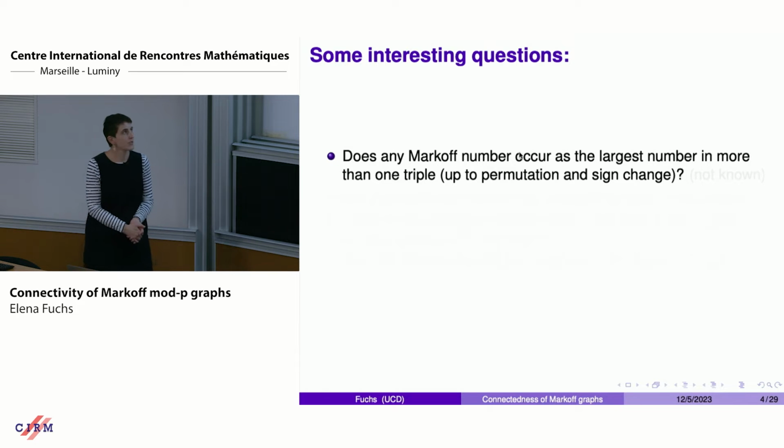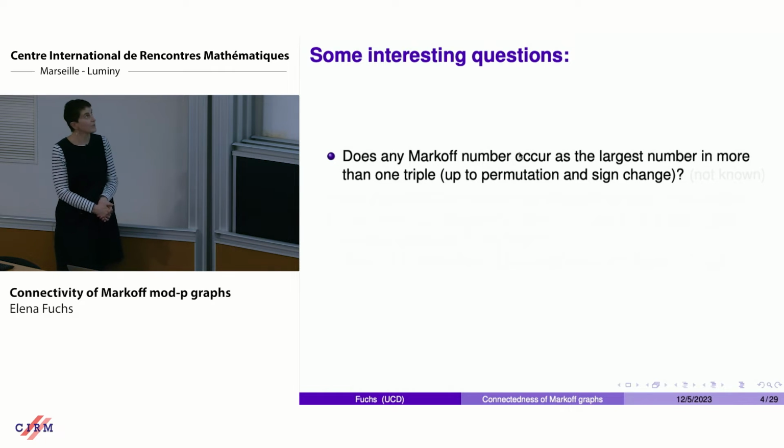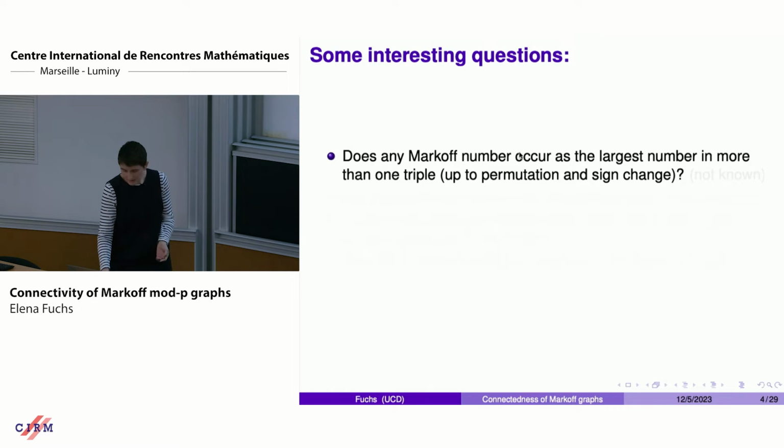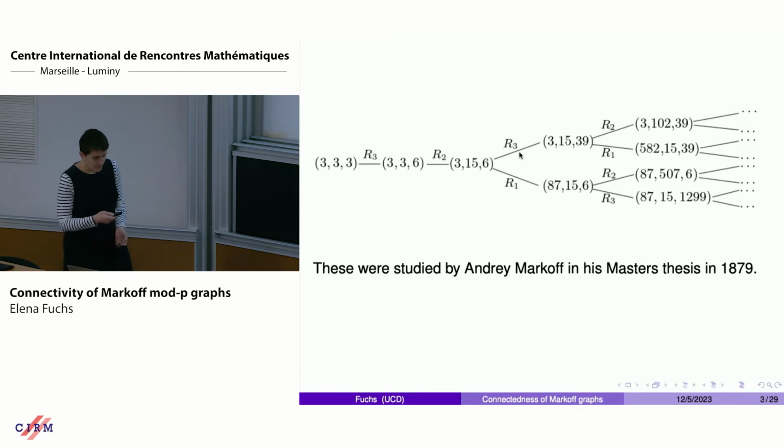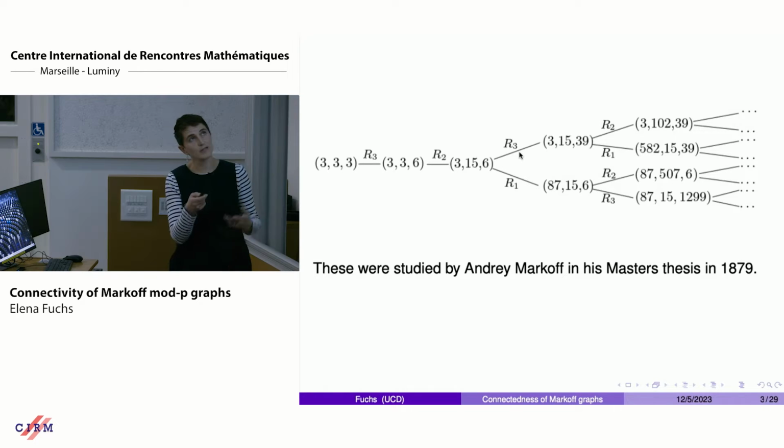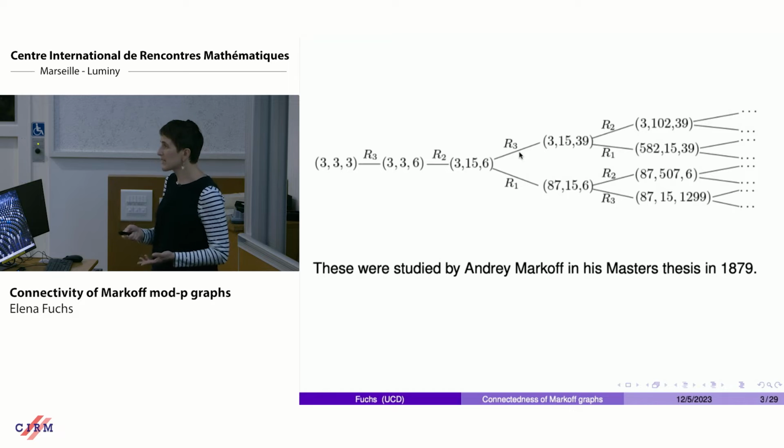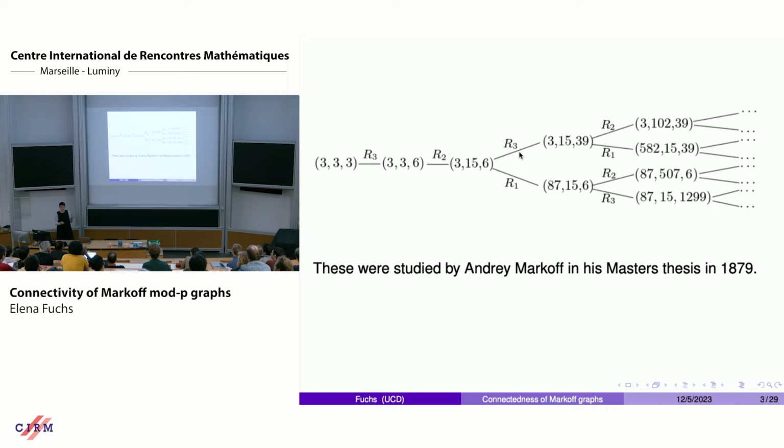Okay, so here's some interesting questions, interesting from my point of view. In this tree here, if you look at the Markoff numbers, like the number 15, it occurs there, and it occurs there, and it occurs there again. So it occurs a bunch of times. But really, I think of it in this tree as just occurring right there.